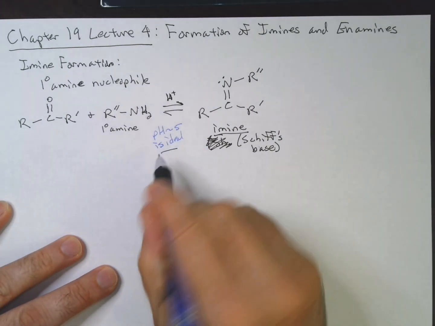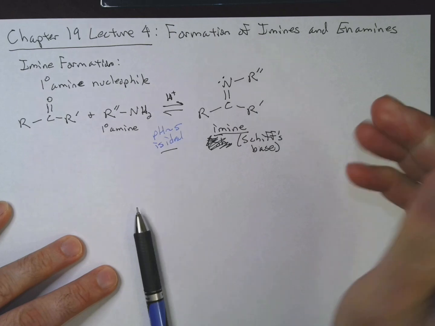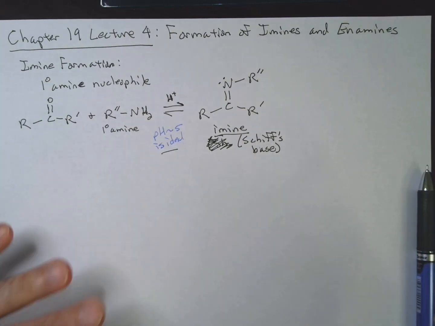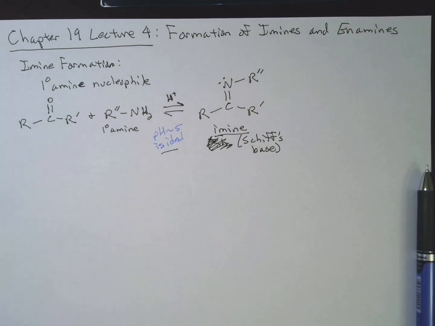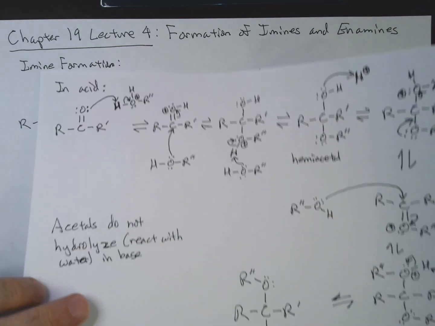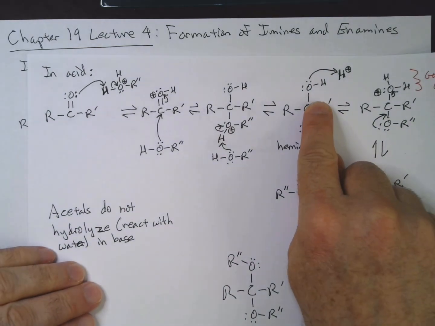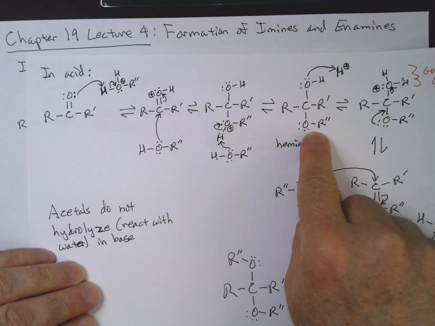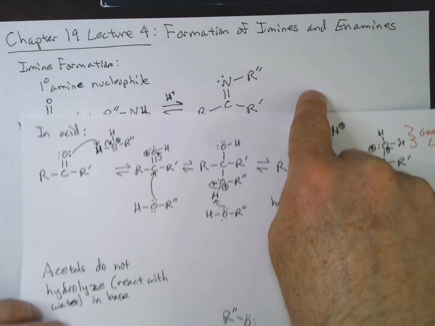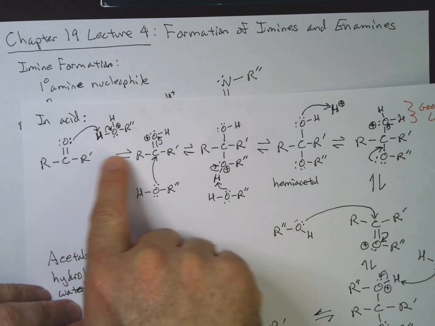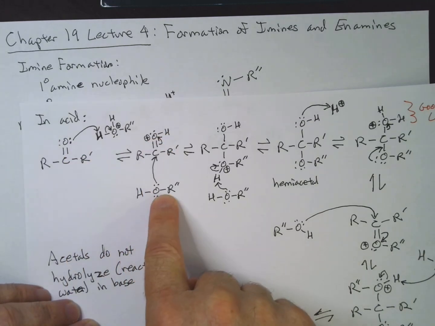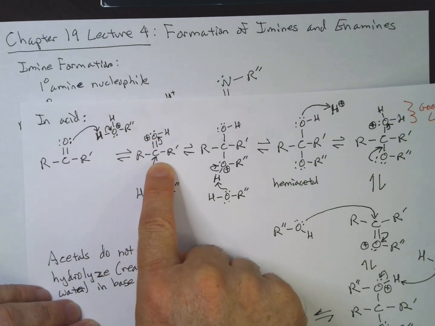Now, why are we using pH 5? Well, there's a problem here. So remember when we looked at the acid-catalyzed formation of a hemiacetal. All right, so here's my hemiacetal. So it's kind of like that. Okay, so we protonate first to activate our carbonyl, and then our alcohol can add in.